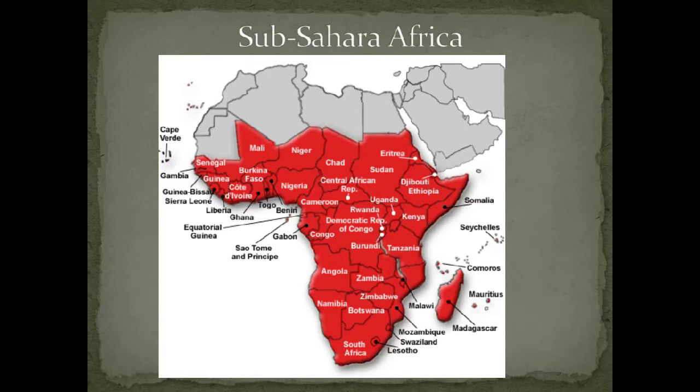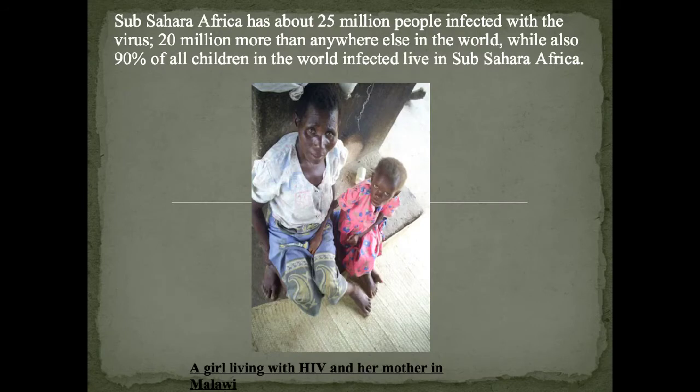Here is the sub-Saharan Africa region, looking at the different countries, all that are in red. In the sub-Saharan Africa region, 25 million people are infected with HIV, the virus. 20 million more than anywhere else in the world. And 90% of all children in the world infected with HIV live in this sub-Saharan Africa region.